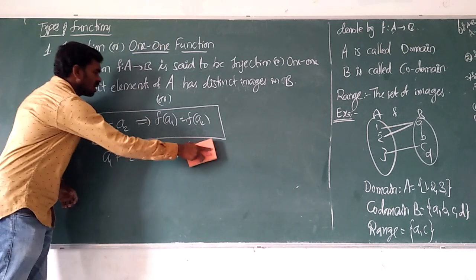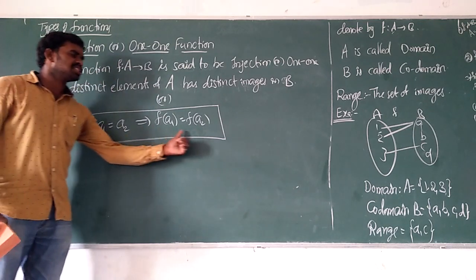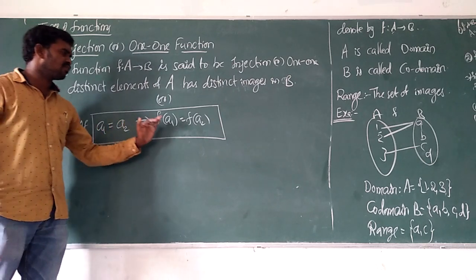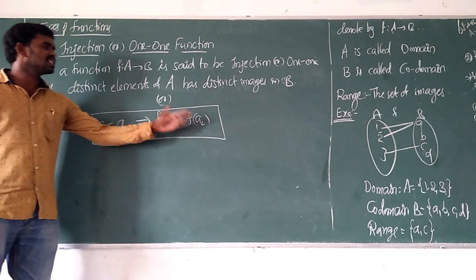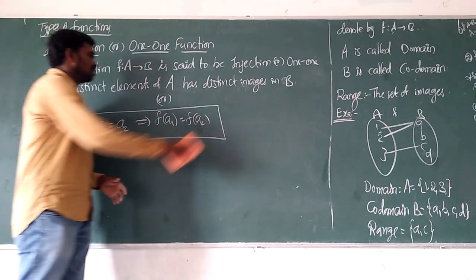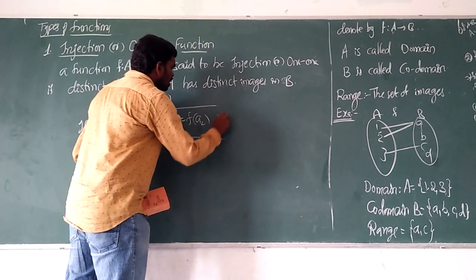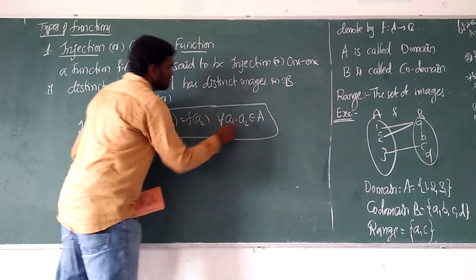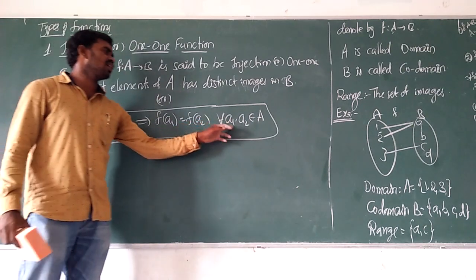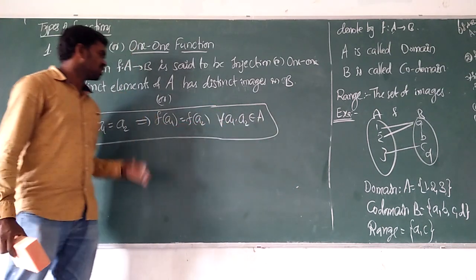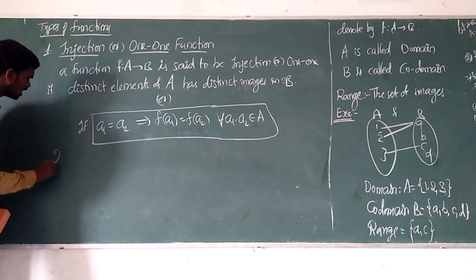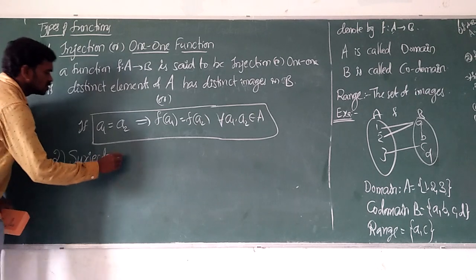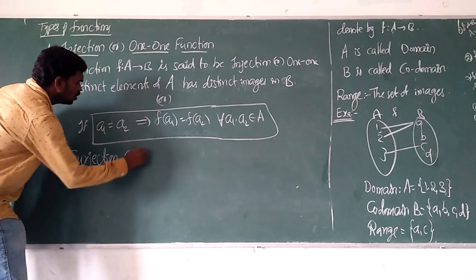But finally, this one definition is enough. That is, if a1 equal to a2, then f of a1 equal to f of a2. So we can say that f is a one-one function. So this is a very important definition. What about a1, a2? Those are elements of set A. So that's why for all a1, a2 belongs to set A. This is a one-one function. The second one is surjection. This is also called an onto function.